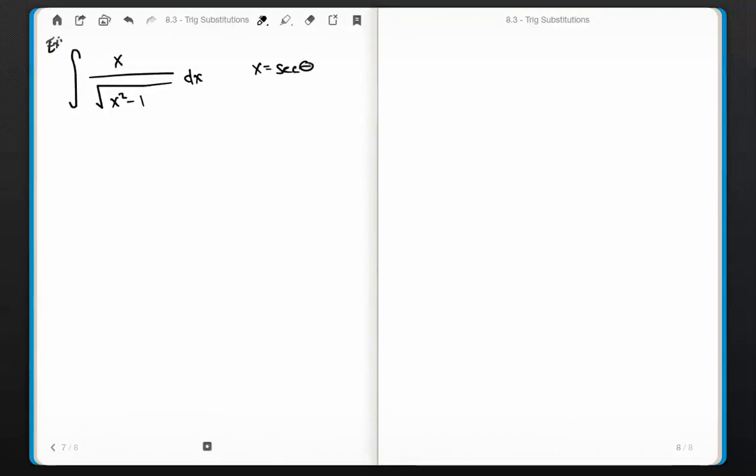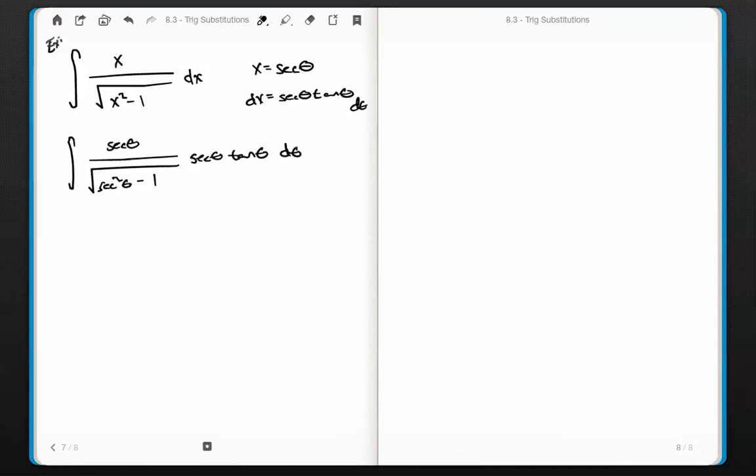X equals secant of theta. So dx. What's the derivative of secant? Secant, come on, secant theta tangent theta d theta. All right, so we make our substitution. X is secant theta, and then we've got square root of x squared minus 1, so that's secant squared theta. And then we've got the dx, which is really secant theta tangent theta d theta. Wow, is this thing huge.